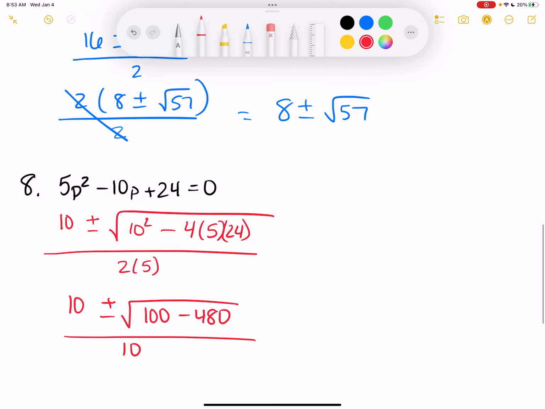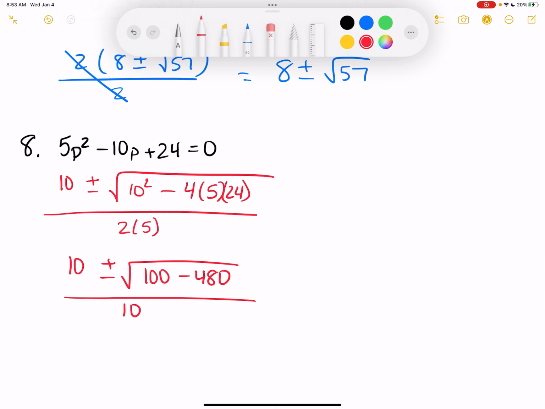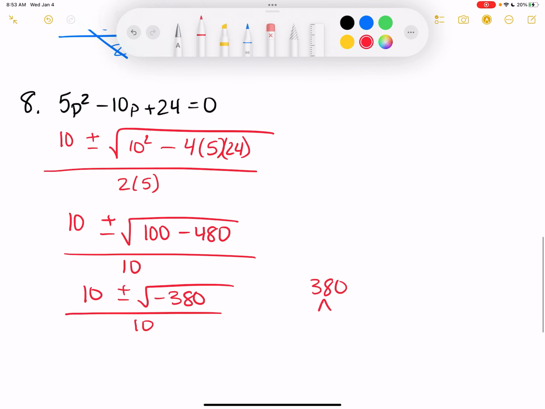Are we going to have an i? We are going to have an i because we're going to have a negative. So 10 plus or minus the square root of negative 380, over 10. So we know an i is going to come out. We're going to see if we can reduce 380 down at all, if we can take anything out. I already know it's 38 and 10.